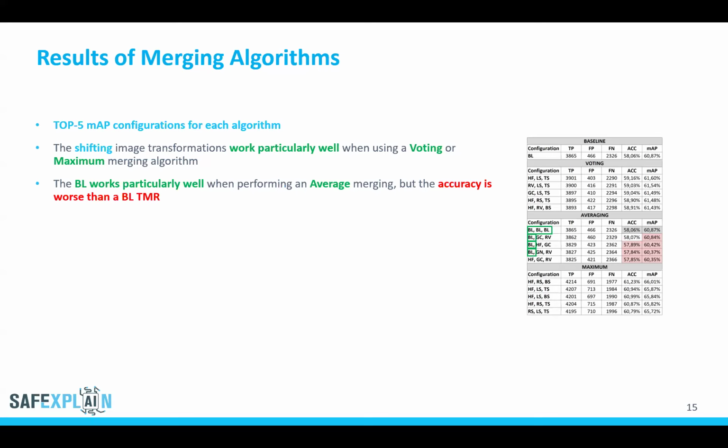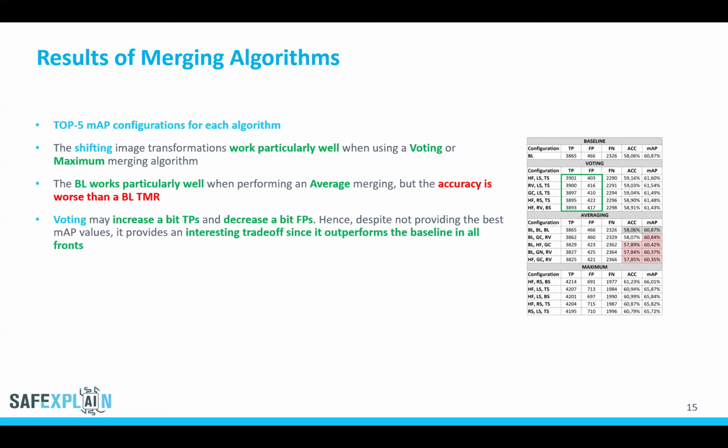And then with the averaging, we see that having 3 baselines works particularly well, but we are not adding any kind of input data diversity in this case, since we basically have 3 baselines, so no image transformation. So basically what we see here is that in this case, with averaging, doing the image transformations doesn't give relevant results.